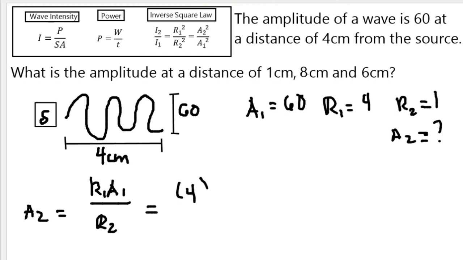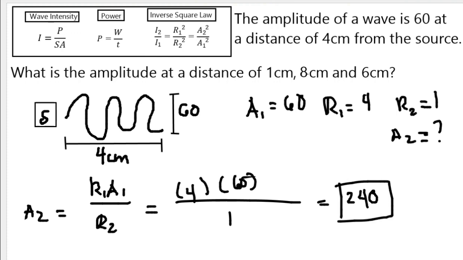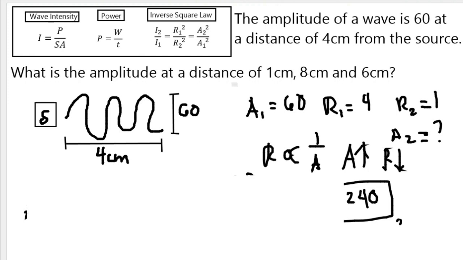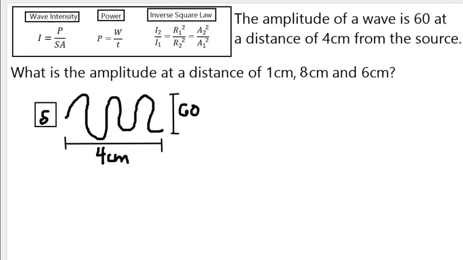On the first problem, we're going to find the amplitude at a distance of 1 centimeter. R sub 2 squared is going to be 1, so this is going to be 240. It's basically the inverse square law: if the distance is close, the amplitude will be much bigger or greater. So the amplitude just got bigger because it's at a close distance. Why do I keep saying radius? It looks like a radius because it is an R.